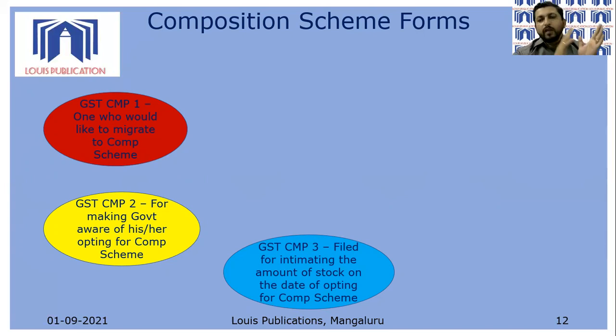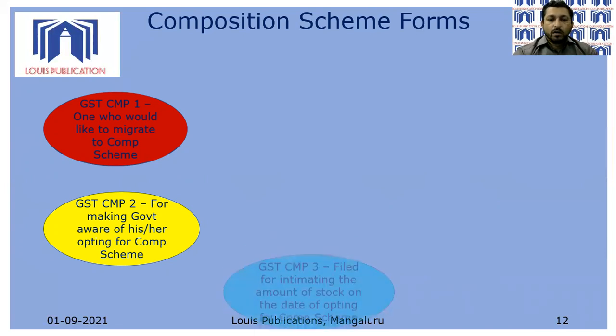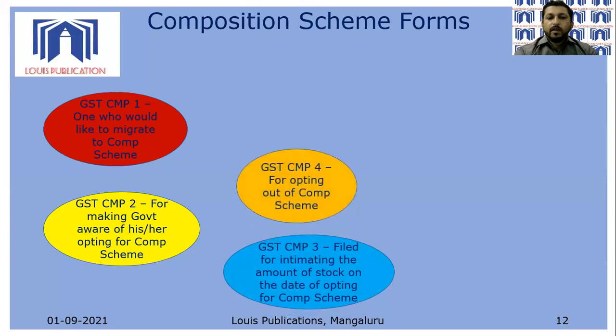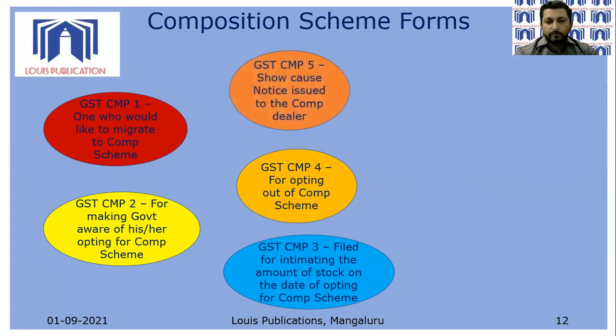The point is simple. When we are under the normal scheme, we could have claimed our input tax credit. But once we are moving from the normal scheme to the composition scheme, that means no question of collecting GST, no question of input tax credit. So what is the value of stock that is there? That information needs to be given under form GST CMP 3, which is compulsory for those who are migrating from the normal scheme to the composition scheme. Then GST CMP 4 is for opting out of the composition scheme. If we are moving from the composition scheme to the normal scheme, at that time GST CMP 4 needs to be filled.